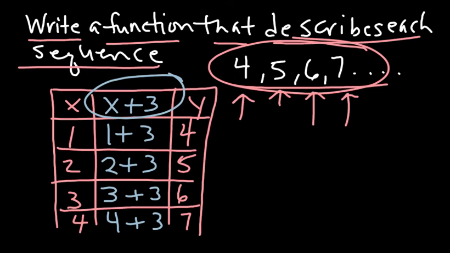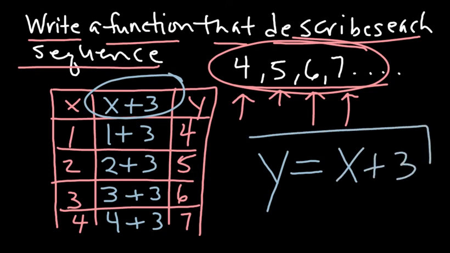Now we're ready to write our equation. Our equation's always going to start with y. So y equals, and then we're always going to put the rule on this side, x plus 3. This is your answer.